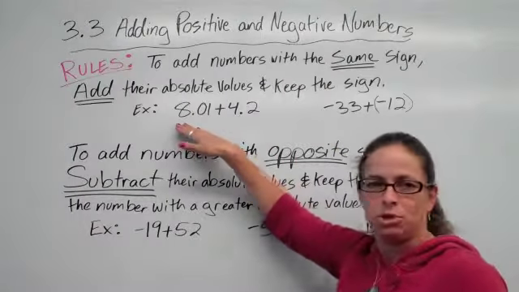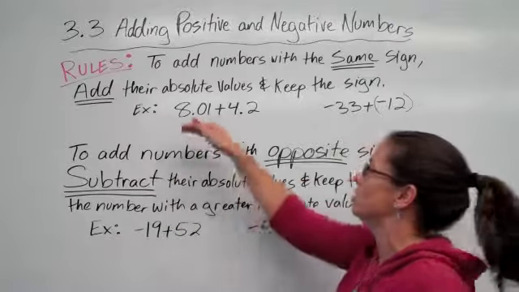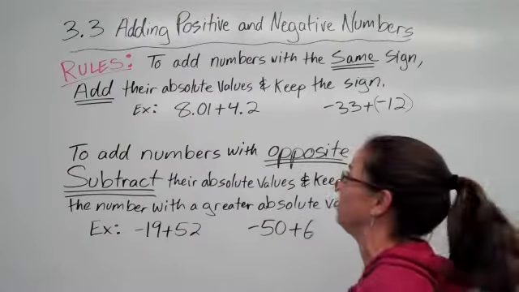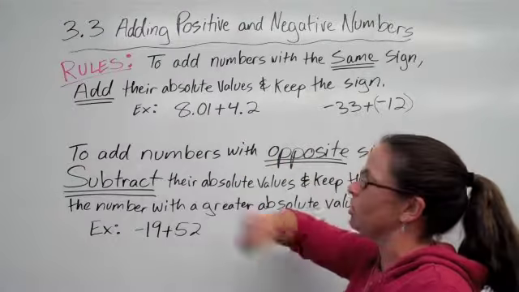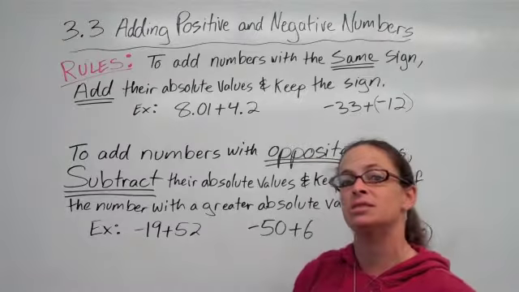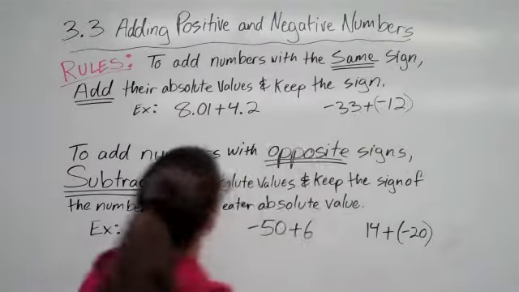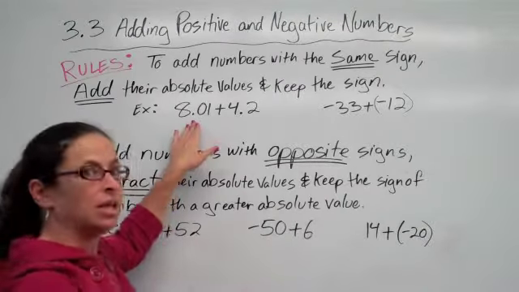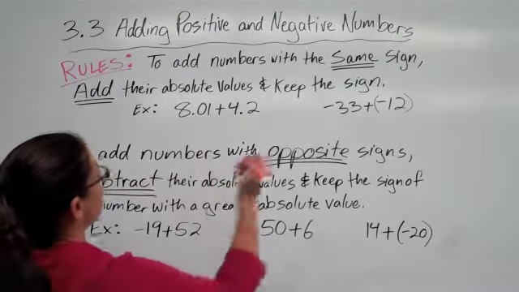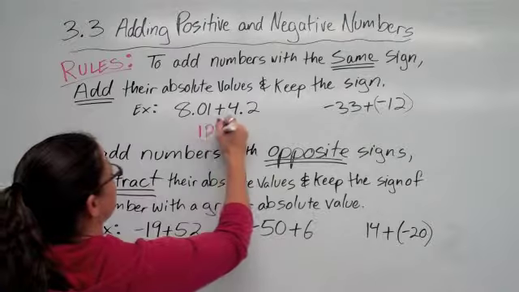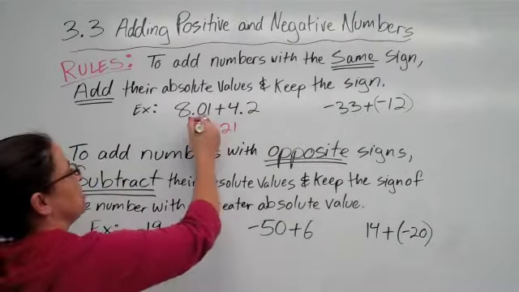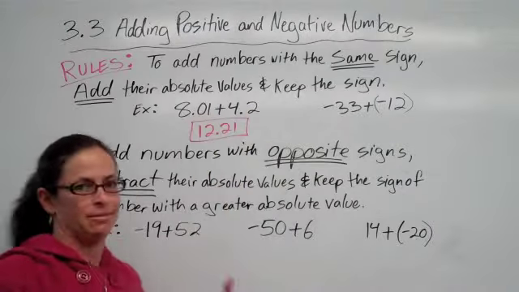So, two positive numbers, you've been doing this for years. You just add them and you keep it positive. You didn't even realize you were probably doing that. So 8.01, also known as 8 and 1/100th, plus 4 and 2/10. Make sure you line up your decimals when you add. The absolute value of this is 8 and 1/100th. The absolute value of this is 4 and 2/10. You add those together, you get 12 and 20/100ths. You keep the sign, which is a positive, and you are done.